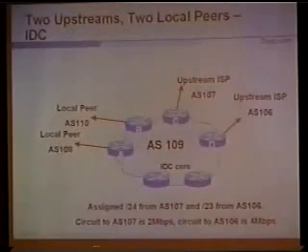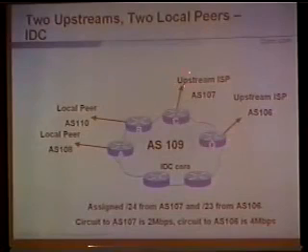All right, so my picture could be something like this. We've got local peers, we've got our upstreams like that. This upstream has given them a /24, this one's given a /23. This circuit is 2 meg, this circuit is 4 meg, for example. So here I've picked the address space from upstream according to the size of circuits.